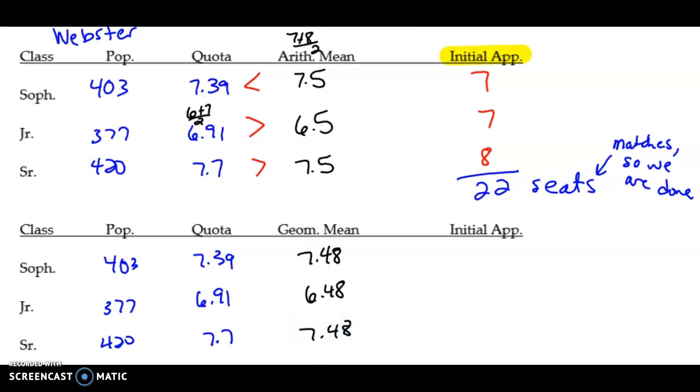Okay, so again, we're going to compare our quota to now, instead of the arithmetic mean, the geometric mean. And this is still getting us that initial amount. It's not getting us our final result necessarily.